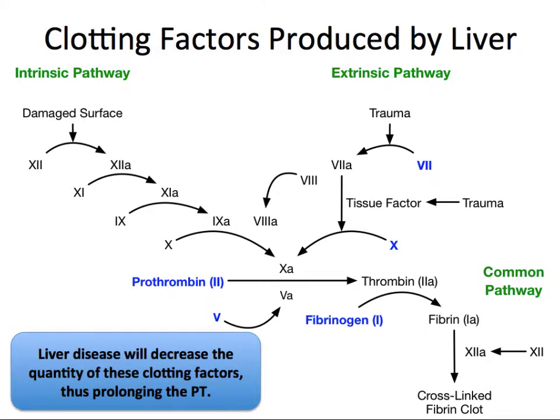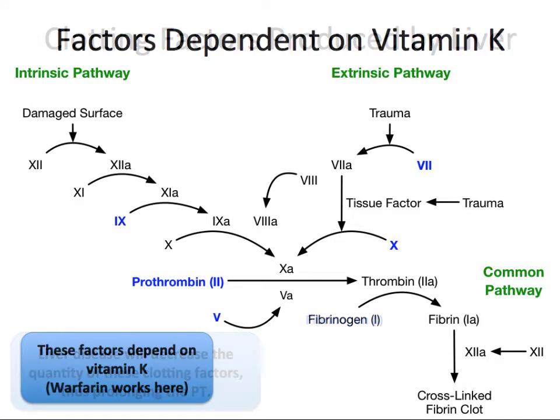These highlighted factors are produced by the liver. I included this slide as a reminder that liver disease can result in a bleeding disorder. If you refer back to the hepatic disease lecture, you will notice that acute liver disease will prolong the PT. Alteration of these factors are the cause of the prolonged PT. Coincidentally, warfarin works on these same factors produced by the liver in addition to factor IX. These factors are dependent on vitamin K.